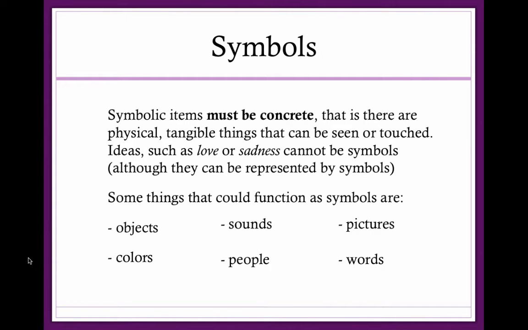So, in order for an item to be considered a symbol, it must be concrete. That means that it has to be physical or tangible things that can be seen, touched, or in some cases heard. So ideas like love or sadness, those can't be symbols because they're not concrete. They're not objects. You can't sense them. These ideas can be represented by symbols, but they can never be the symbol itself.